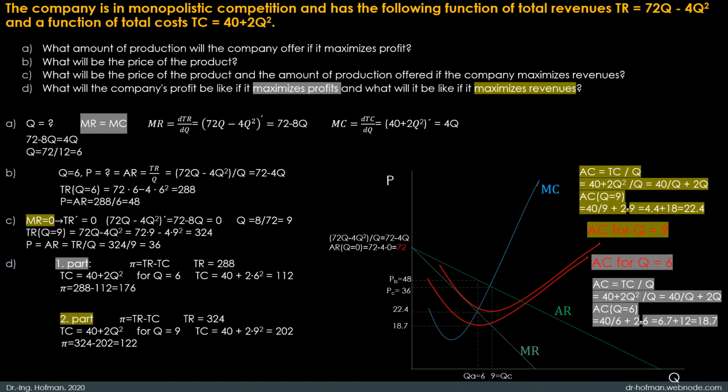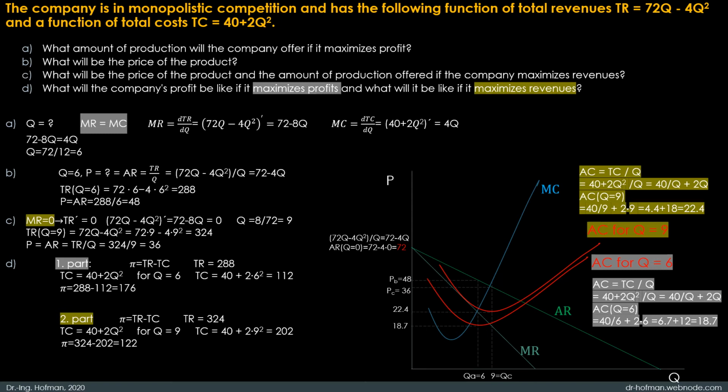In this example, we know the company is in monopolistic competition, and it has the following function of total revenues. TR equals 72Q minus 4Q squared. And the function of total costs, TC, equals 40 plus 2Q squared. In a question, we are asked what amount of production the company will offer if it maximizes profit.